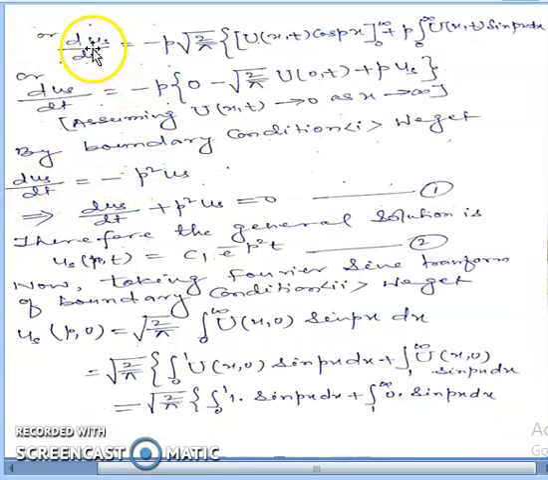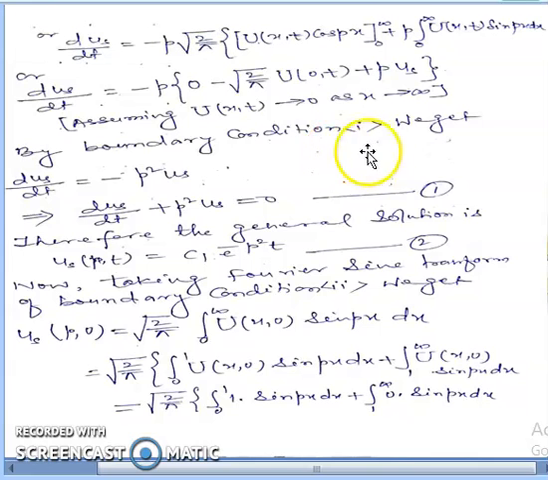Or d/dt of u_s = minus p √(2/π) [u(x,t) cos(px)] from 0 to ∞ plus p² ∫₀^∞ u(x,t) sin(px) dx. So here minus p as it is, the first part of the integral again becomes 0, √(2/π) u(x,t) plus p² u_s, assuming u(x,t) tends to 0 as x tends to infinity.